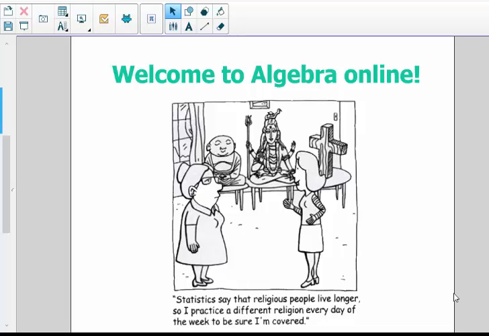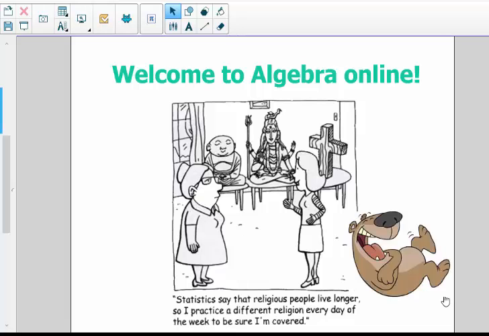Comic: Statistics say that religious people live longer, so I practice a different religion every day of the week to be sure I'm covered. Ha ha!